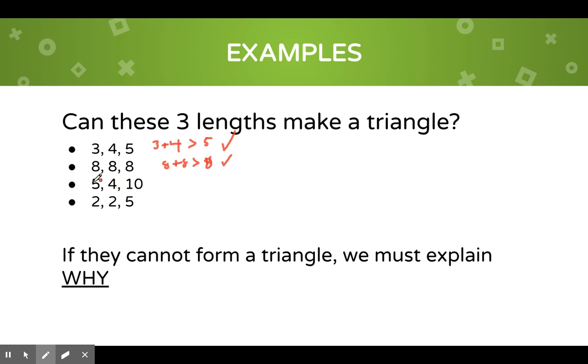5, 4, and 10. We take the two smaller sides, 5 plus 4, which is 9, which is not bigger than 10. So 10 is bigger, which means no, it cannot make a triangle. It would be impossible to have a triangle with side lengths of 10, 5, and 4. 2, 2, and 5, again, take the smaller ones. 2 plus 2 is 4. 4 is smaller than 5, so again, no, it cannot make a triangle. If they cannot form a triangle, we must explain why, and the reason is that the two side lengths are not bigger than the third side length.